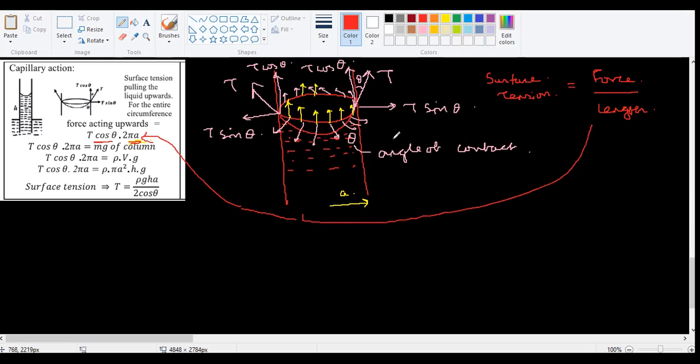So the surface tension is force. Remember, T is not tension, it is surface tension, which means it is not Newton, it is Newton per meter. So for 1 meter, it is T cos theta. How much is it for 2 pi A? That's why you are multiplying by the length.